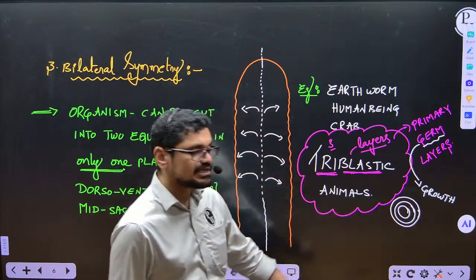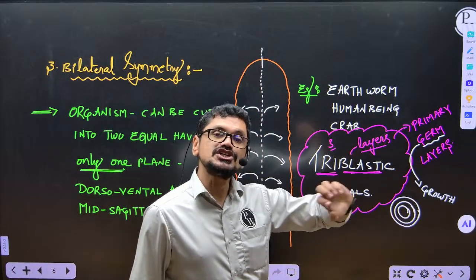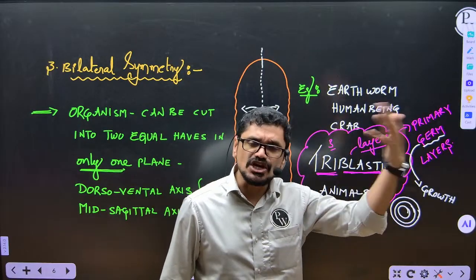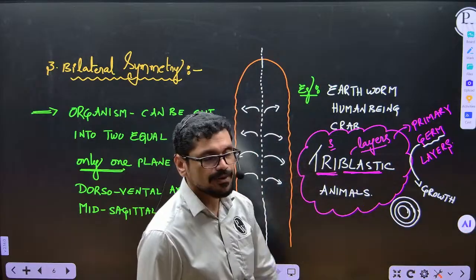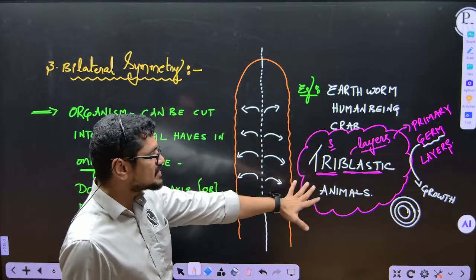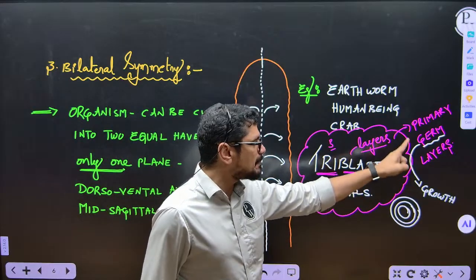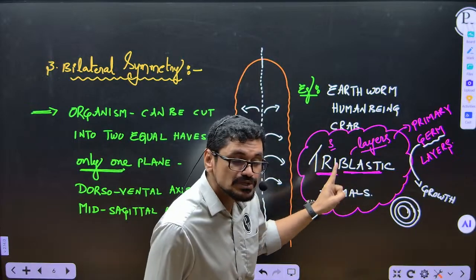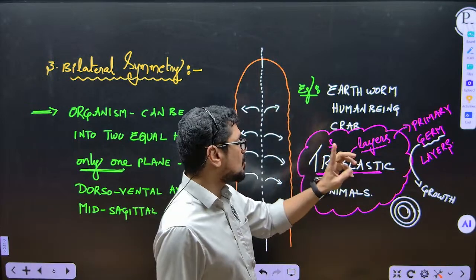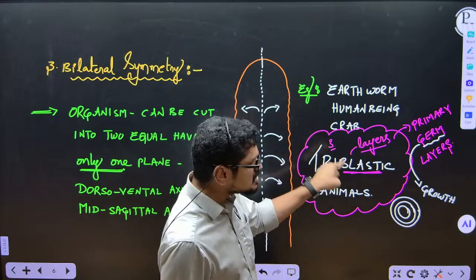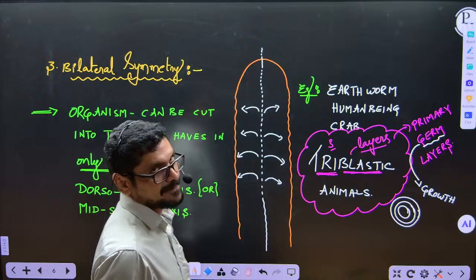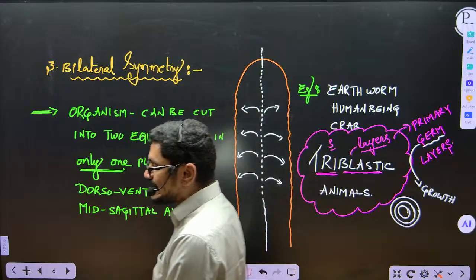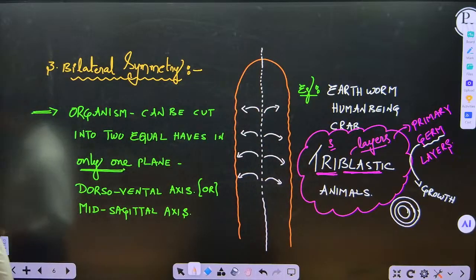So in the body there are three layers, and these three layers are essential for the growth, for the formation of the remaining systems. Digestive system, respiratory system, circulatory system, excretory system, different systems are formed from these layers only. So these three layers are called primary germ layers. Animals with three primary germ layers are called triploblastic animals, and those triploblastic animals exhibit this type of symmetry. So bilateral symmetry is seen in triploblastic animals. Am I clear?